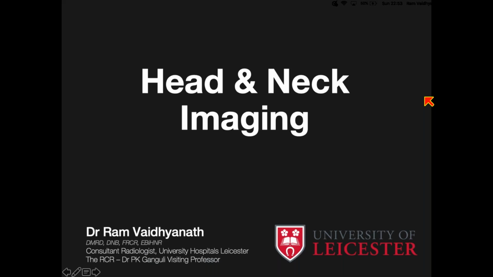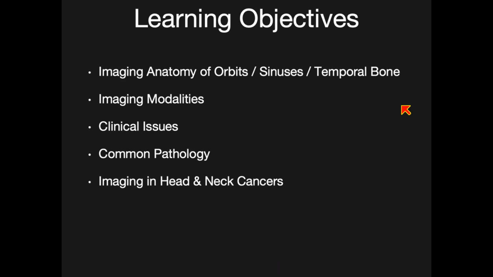The aim of this talk is to introduce you to head and neck imaging. The extracranial head and neck includes the orbits, paranasal sinuses, dental structures, the skull base, temporal bones, as well as the soft tissues of the neck. So we'll look at some key anatomical structures of the orbits, sinuses, and temporal bones.